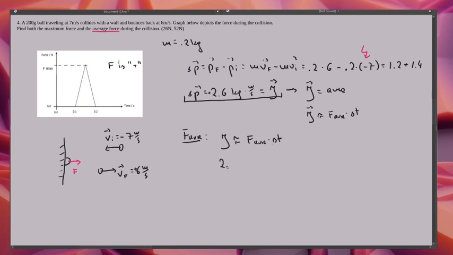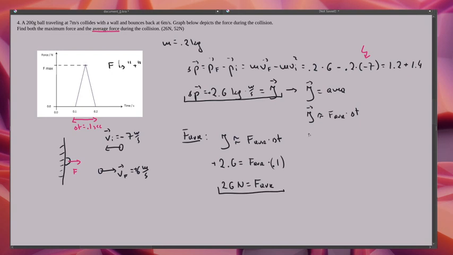So J is 2.6, positive 2.6, and that equals F average times the time during which the collision took place. So the time interval of the collision, I'm looking at the graph, delta t is 0.1 of a second. All I have to do is divide this by 0.1 seconds, that's 1/10, so this gives me 26 newtons average force during the collision. So that part is done.